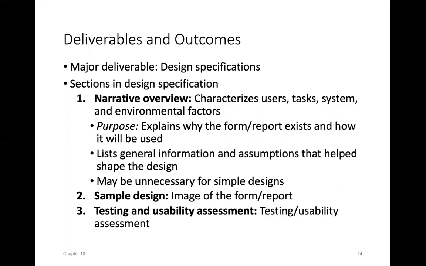So what is going to be involved? In our design specifications, we're going to have a narrative overview, a sample design, and our testing and usability assessment. So our narrative overview explains why the form or report exists, how it's going to be used, some of the general information, the assumptions that we've used to shape the design, and then our sample design, what it's actually going to look like, and then there's testing and usability assessment. Let's talk about testing and usability in a little while. Usability is very, very important.